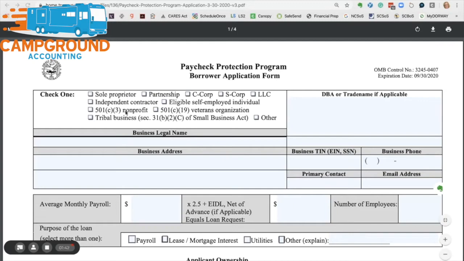If your business is a private nonprofit, a 501c3, you would use that box, as well as a veterans organization or a tribal business. I don't recommend using other in any case that I've heard of yet.